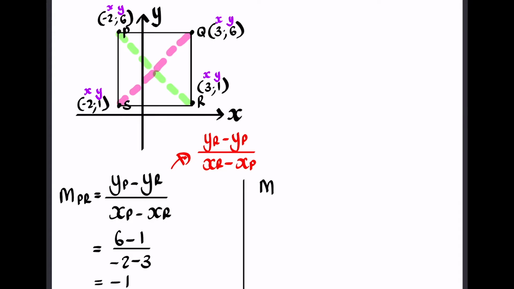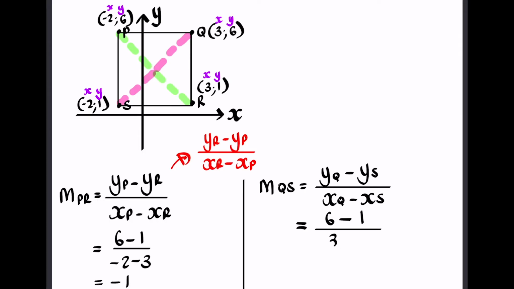Now I want to calculate the gradient of QS, and that will equal the y of Q minus the y of S over the x of Q minus the x of S. So the y of Q is 6 minus the y of S, which is 1, over the x of Q, 3 minus the x of S, which is negative 2, so I'll put it into brackets. 6 minus 1 is 5, and 3 plus 2 is 5, and 5 over 5 is positive 1.